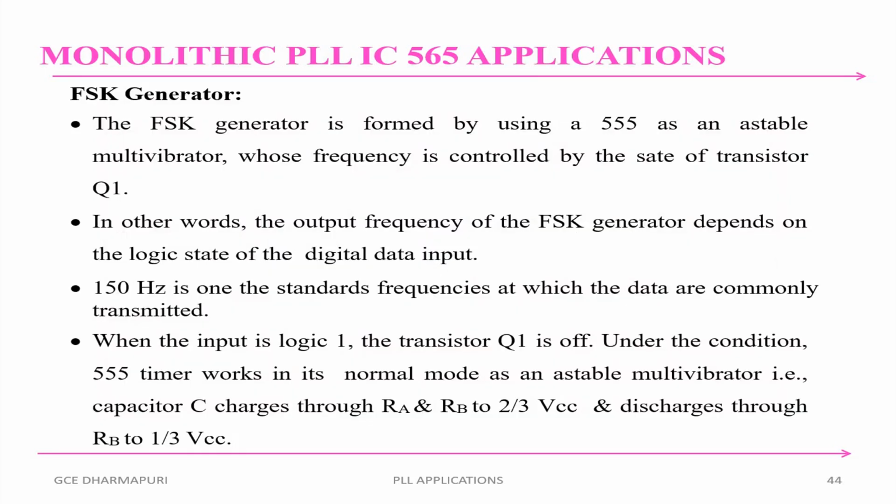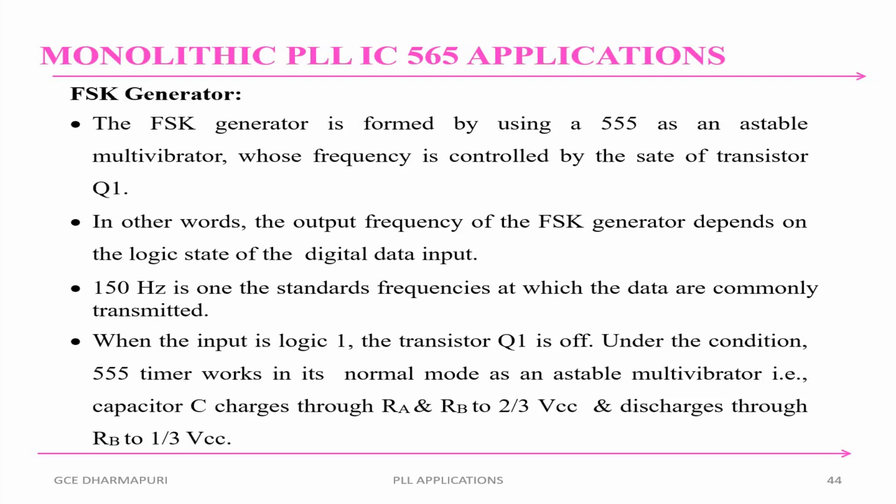FSK generator. The FSK generator is formed by using a 555 astable multivibrator whose frequency is controlled by the state of transistor Q1. In other words, the output frequency of the FSK generator depends on the logic state of the digital data input. 150 Hz is one of the standard frequencies at which the data are commonly transmitted. When the input is logic 1, the transistor Q1 is off. Under this condition, the 555 timer works in its normal mode as an astable multivibrator.